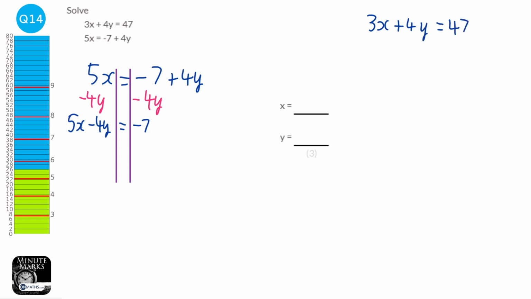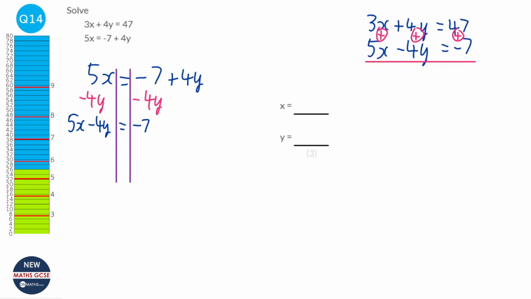Okay, so what we do now is we put both our equations down so we can solve these simultaneously. So 5x minus 4y equals minus 7. And you notice the coefficient of the y is already the same, so we don't need to multiply anything. But the signs are different, and the D in different is the D in add. So we're going to add going downwards. So we're going to add everything. So we're doing 3x plus 5x, which is 8x. 4y plus minus 4y is nothing, which is good, because we want to get rid of that. And 47 take away 7 is 40.